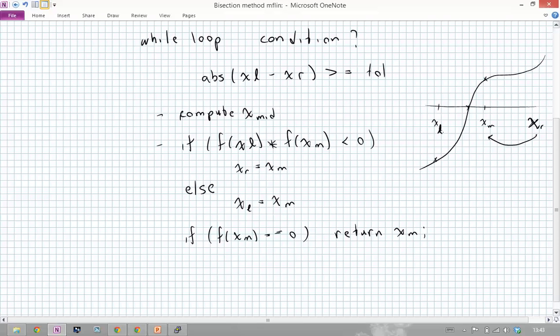Okay, so we've got the while loop condition. Then inside the while loop, we compute x mid. We test to see if f of xl times f of xm is less than 0. If that's the case, then we move the right endpoint to the middle. Otherwise, we move the left endpoint to the middle. And if it happens that f of the midpoint is 0, then we're just going to quit this loop altogether. But if that's not the case, where do we go next? What happens now?